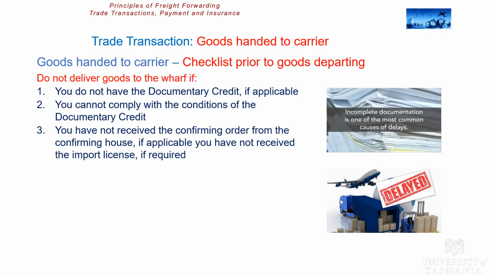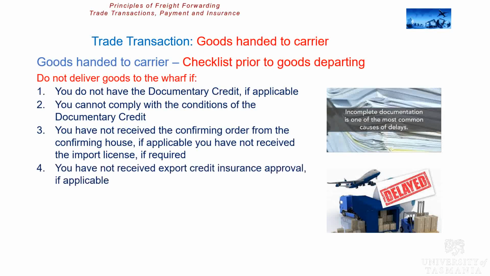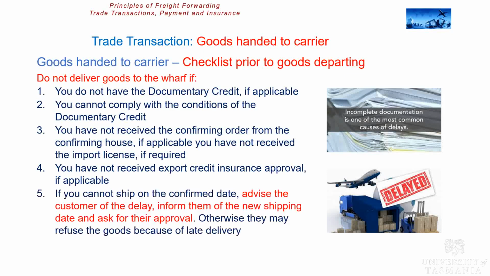Also, there might be some middle people involved in the process of you facilitating that export order. So if you haven't got a confirming order from a confirming house, or perhaps you haven't got the right documentation to get it into the importing country, all those issues are issues that should stop you from delivering those goods to the wharf. Now, if you're dealing with a business in a country perhaps for the first time, or a country that's got some form of political upheaval, you might be relying on export credit insurance. If that hasn't arrived, then don't send your goods to the wharf.